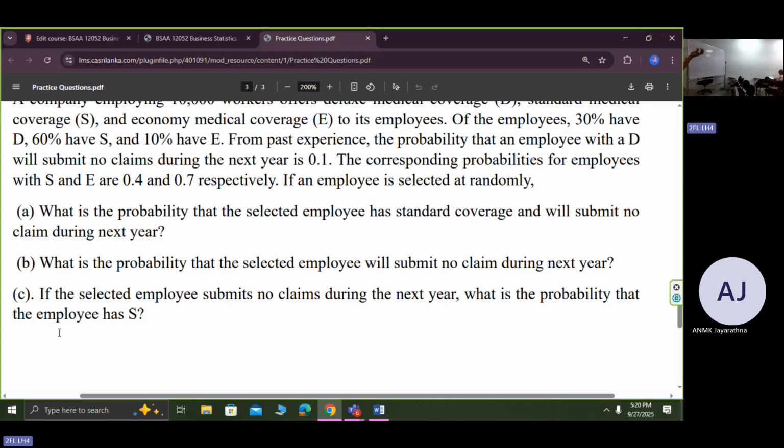Why? First we identify that particular employee submits no claim. After that we find out what kind of medical coverage that particular employee has.